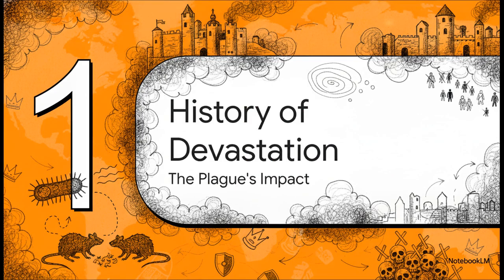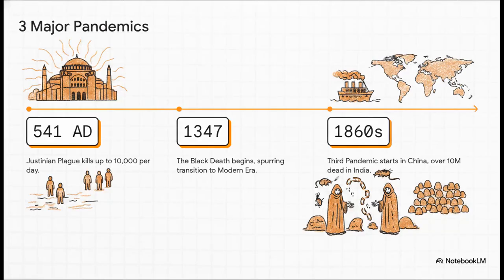Part 1. A history of devastation. So before we zoom into the actual microscopic warfare, we really have to grasp the massive geopolitical destruction this single bacterium has caused. You see, the plague didn't just strike once and disappear. No, it came in relentless, civilization-altering waves. First in 541 AD, completely laying waste to the last resurgence of Roman power under Emperor Justinian, killing up to 10,000 people a day in Constantinople.